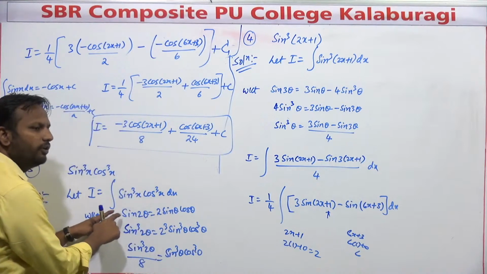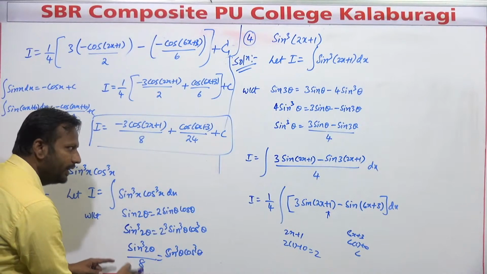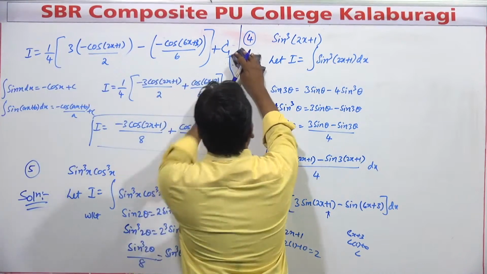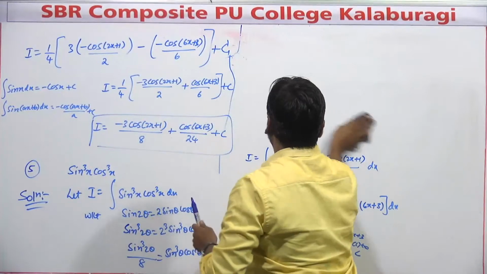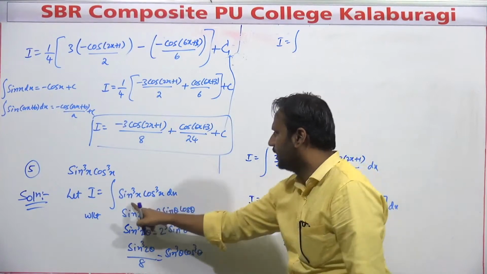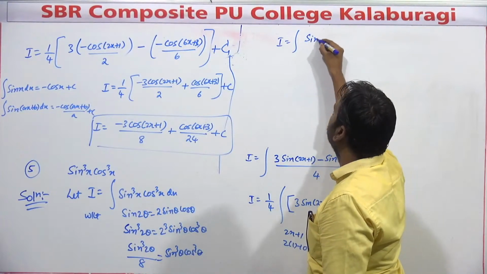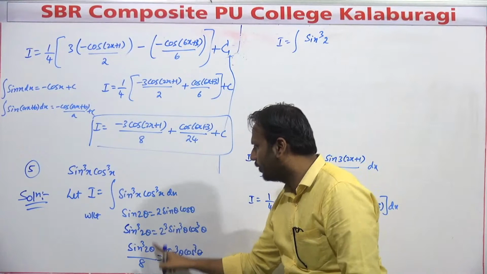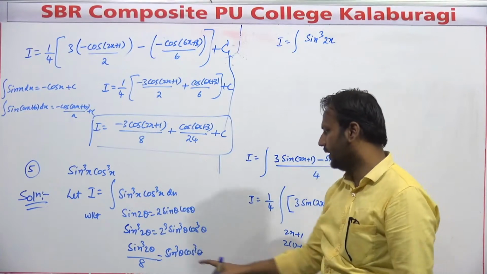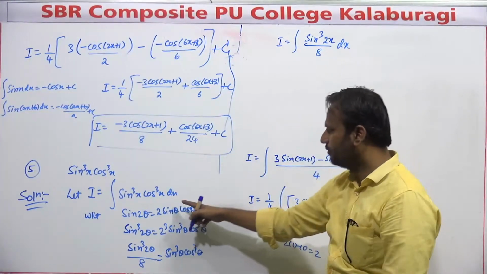So I have used the trigonometric formula. Replace sine cube x cos cube x with this one. Apply this. So what happens? Sine cube x cos cube x becomes sine cube 2 theta by 8. Instead of theta, what do we have? x. Right? Sine cube 2x divided by 8. Got it? I hope you understood with the help of this formula.